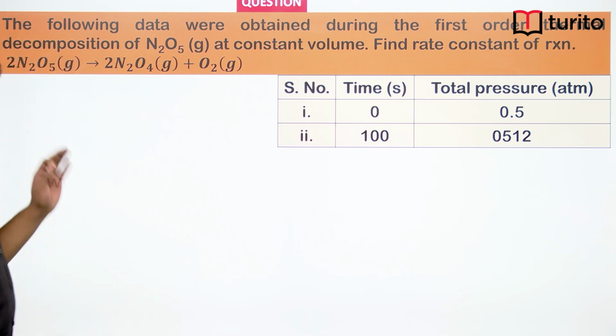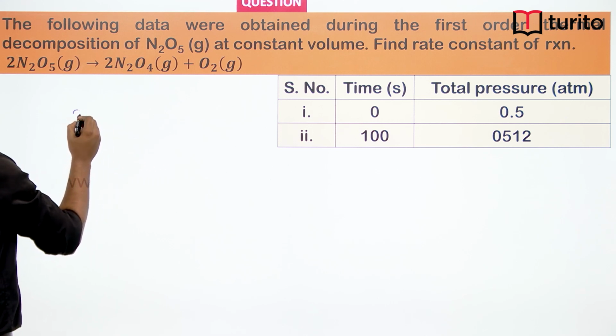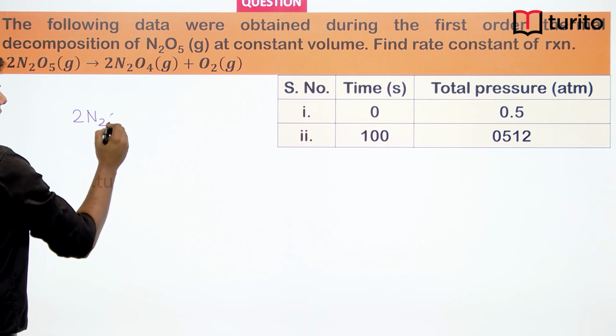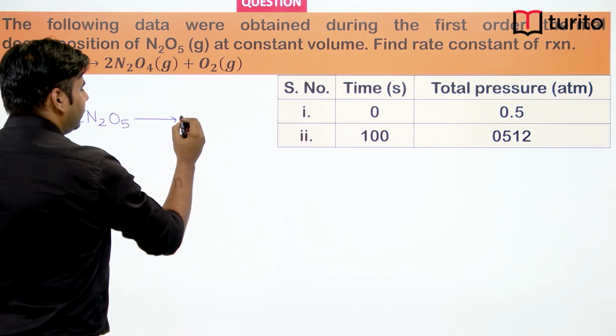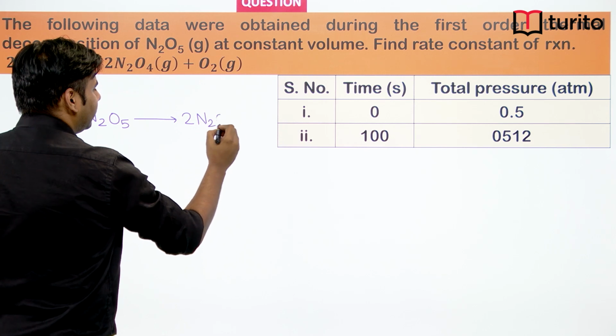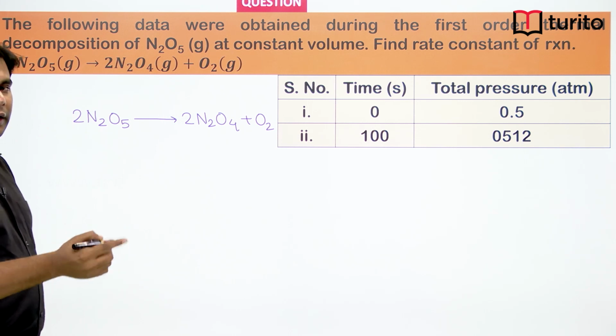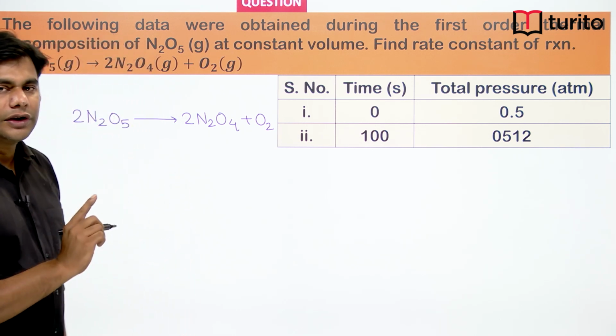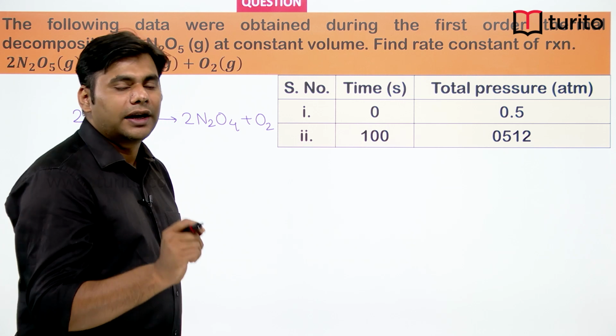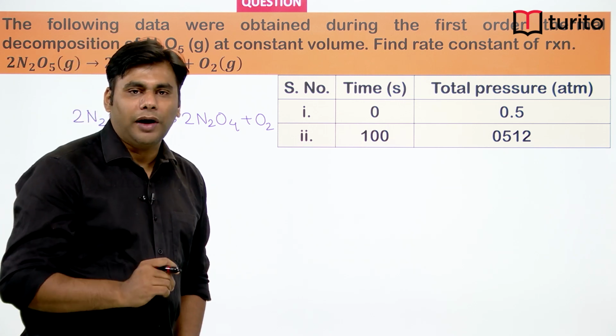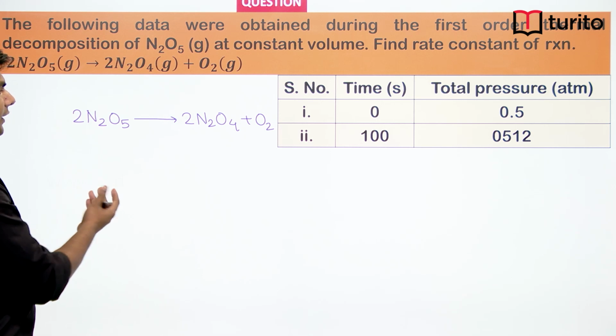Take 2 or 3 minutes, write the equation. I hope you have proceeded to the equation. So let us write this equation. The reaction is 2N2O5 changing into 2N2O4 plus O2. Whenever a reaction has been given to you, just ensure that the reaction is balanced, because that is one mistake that students make, they do not see whether the reactions are balanced or not. This reaction, as you can see, is balanced.